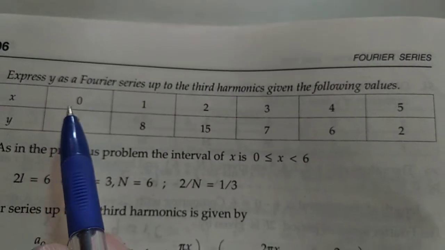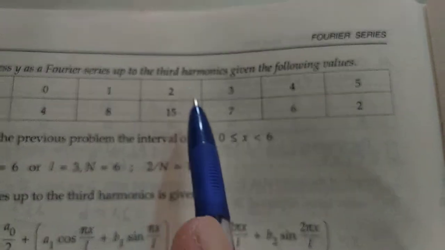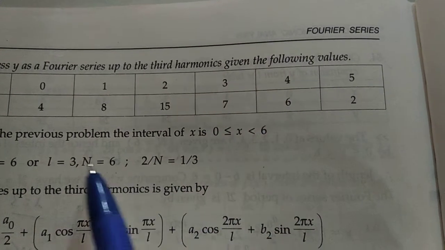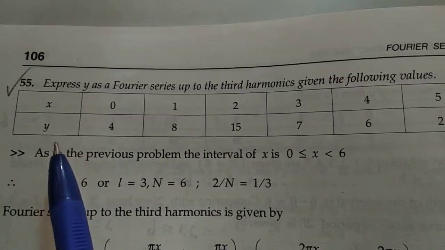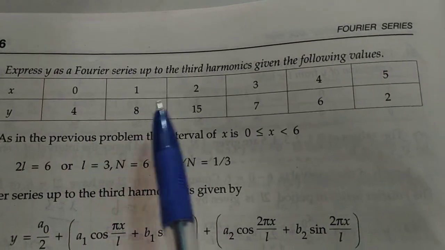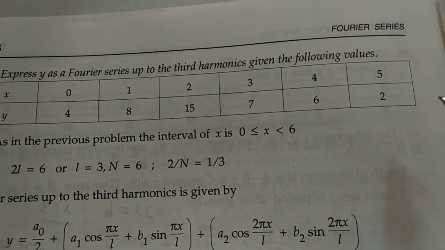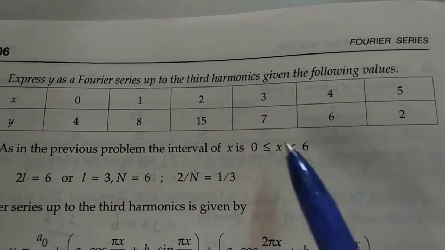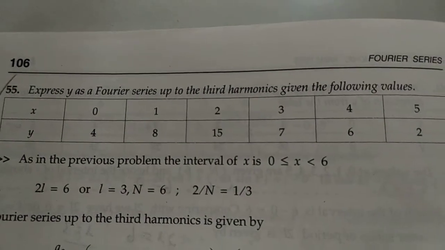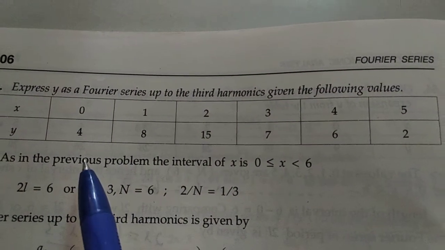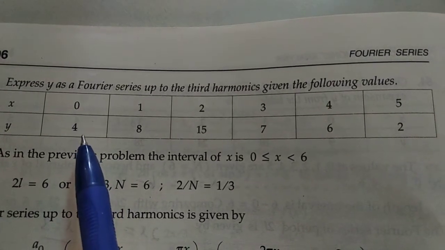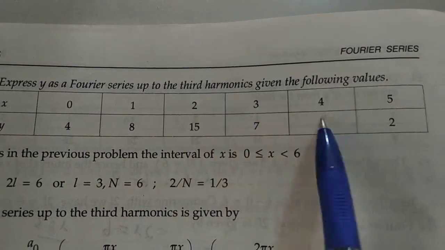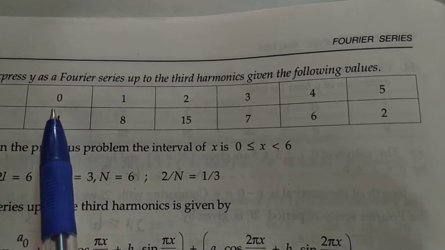So next problem: express y as a Fourier series up to the third harmonic for the following values. Here x values and corresponding y values are given. x is equal to 0, 1, 2, 3, 4, 5 and the corresponding y values are 4, 8, 15, 7, 6, 2. So this problem is given in numeric values. This is an arbitrary period, which means you have to take 0 to 2L. Actually here there are 1, 2, 3, 4, 5, 6 values, but here 0 to 5 is given.